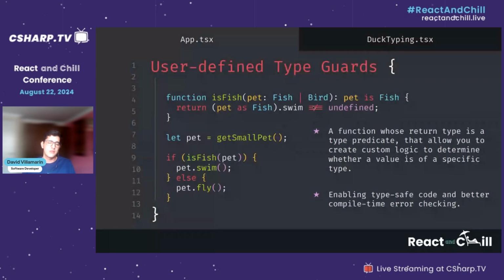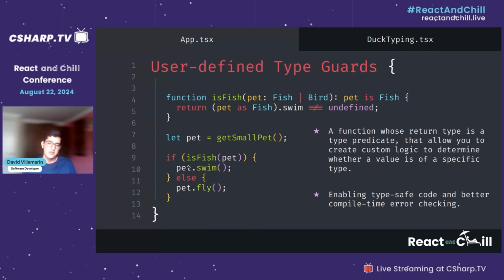So basically the idea here is, if we assume that pet is a fish, of course we are going to have a property or a method, a function basically, called swim that is going to be different than undefined, right? So this explains it better. So basically we can have a pet. We are getting a small pet. We don't know what it is. Could be a fish, could be a bird.